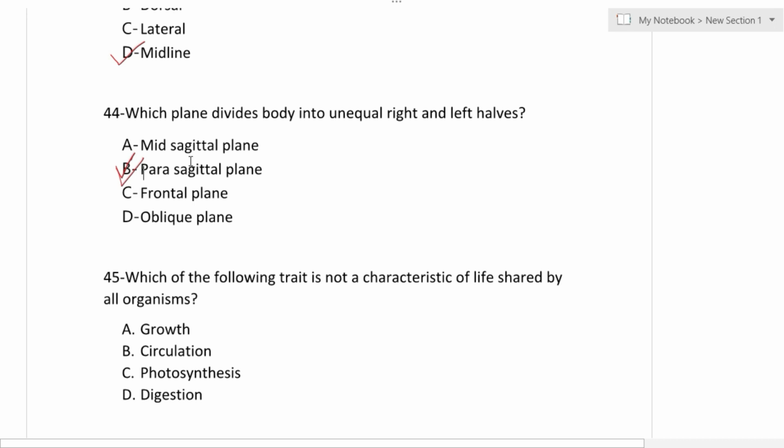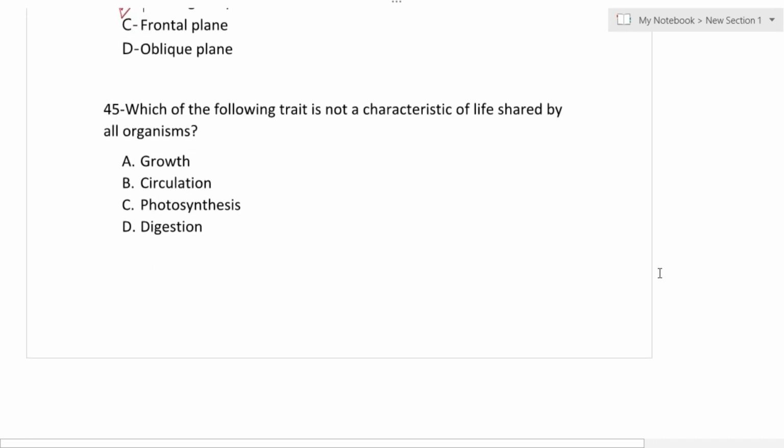Question number 45. Which of the following traits is not a characteristic of life shared by all organisms? Options: A, growth; B, circulation; option C, photosynthesis; option D, digestion.